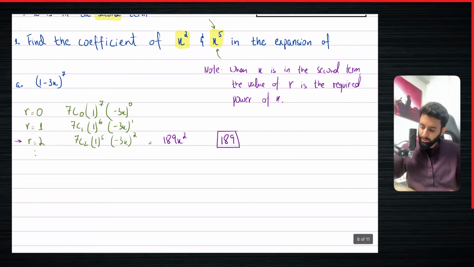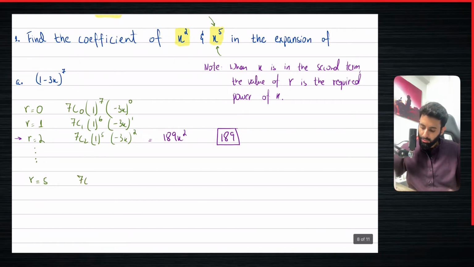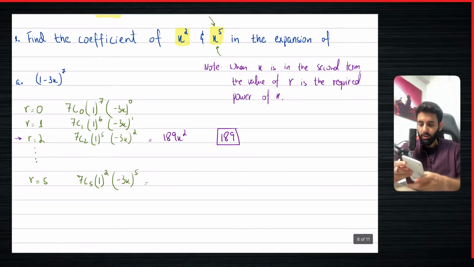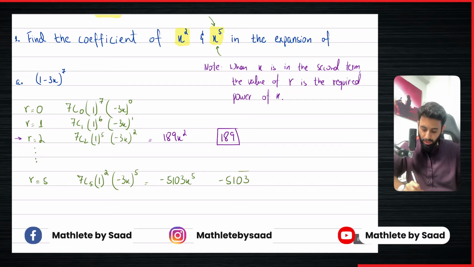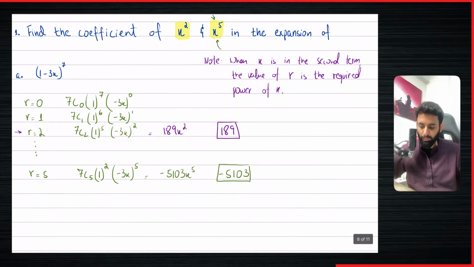Okay, so for that, we continue and jump straight to when r equals 5. Why? Because if I plug in 5, notice what happens. 7C5, 1 raised to the power 7 minus 5, which is 2, and (-3x) raised to the power of 5. Now let's work this out, and you will notice that we end up with x^5. So 7C5 is 21 into (-3) to the power of 5, and this is equal to -5103x^5. And as always, since we're only asked to find the coefficient of x^5, we'll stop at -5103, and that becomes our final answer.